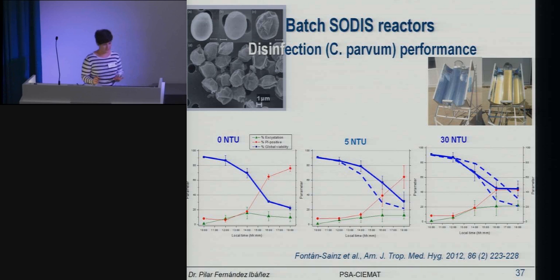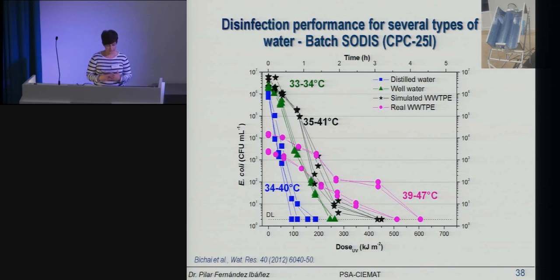We also use this system to disinfect several types of water, and in this case it was effluent of an urban wastewater. And here we measure. The pink lines are the real wastewater. That's why the concentration of E. coli was quite low compared with the others. The others were artificial: distilled water, well water, and simulated effluent of a municipal wastewater treatment plant.